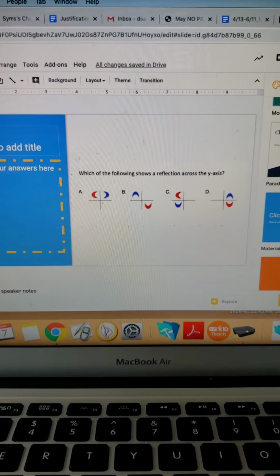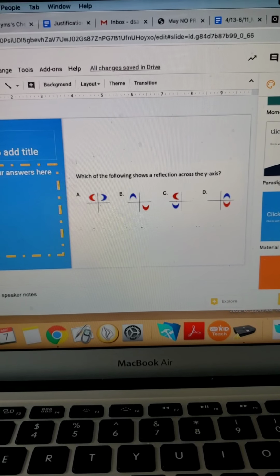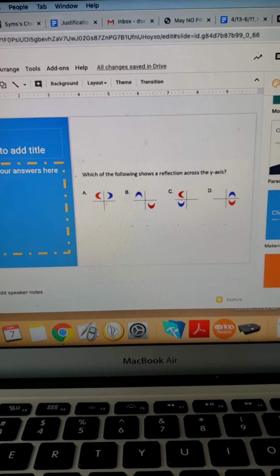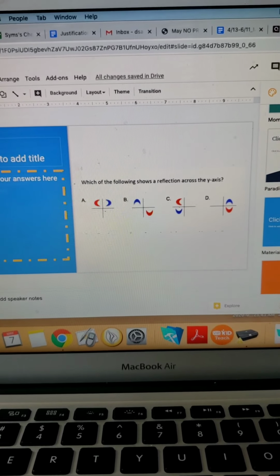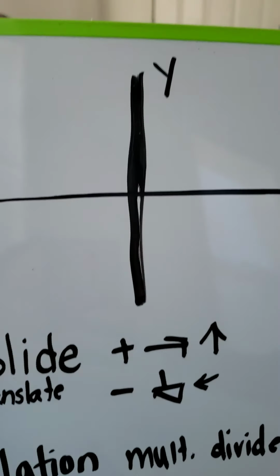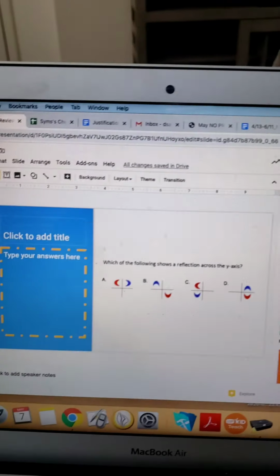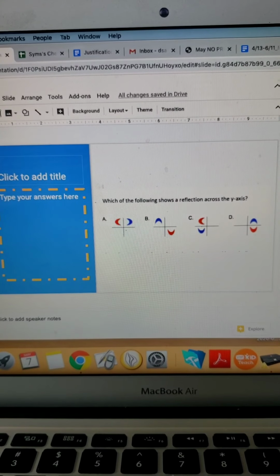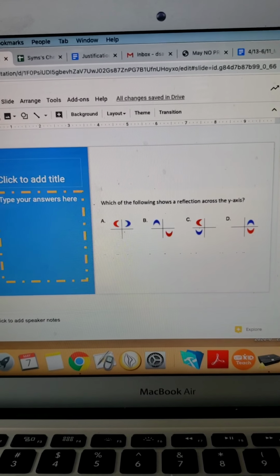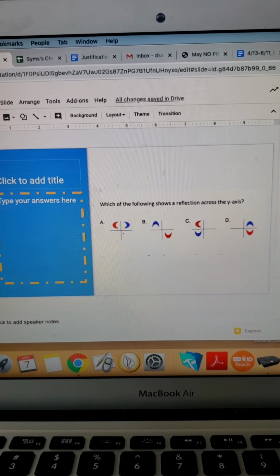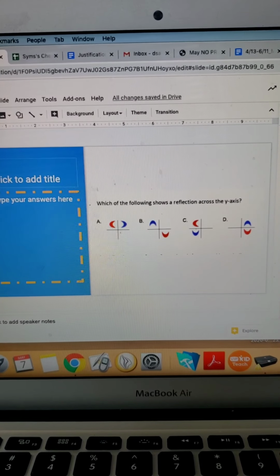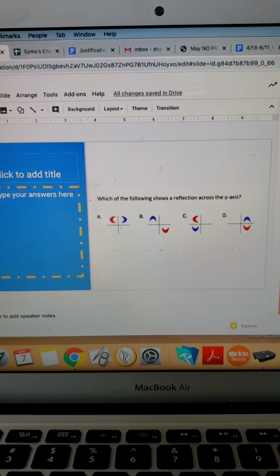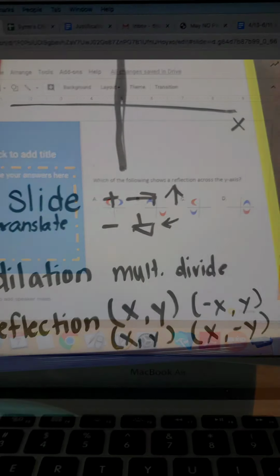So our first problem in our Google Slides today is which of the following shows a reflection across the y-axis. So again, we talked about how our y-axis is our vertical axis. So if we are looking at A, B, C, and D, I see two reflections, okay? A and D are both reflections. You have to ask yourself which one flips across the y-axis, and that would be letter A. So for number 1, it is letter A.